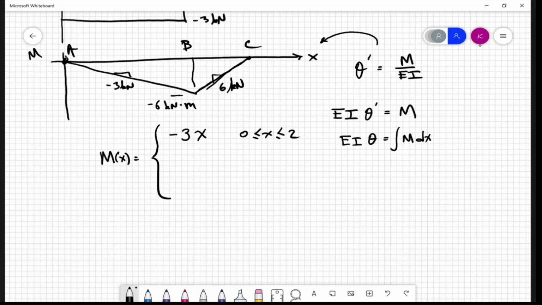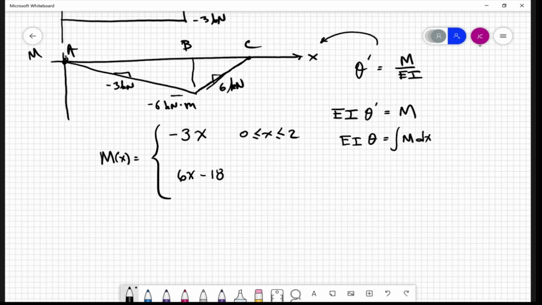Then from point B to point C, we get 6x - 18, correct?